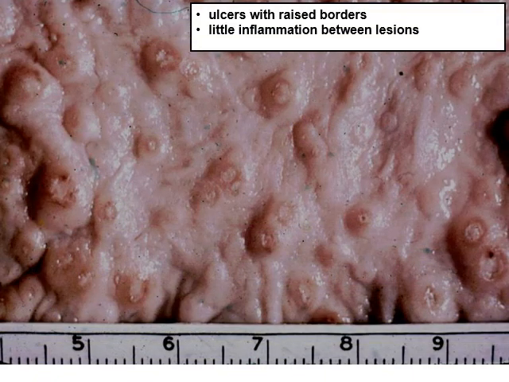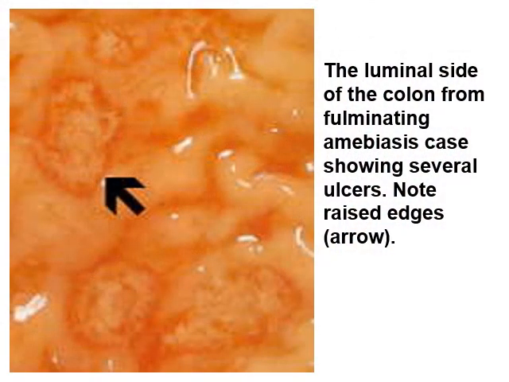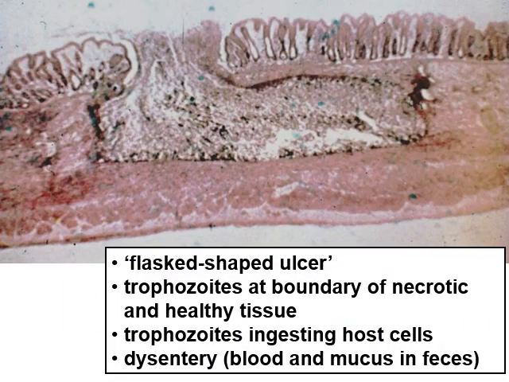Magnification picture for the ulcer. Also, this is the large intestine mucosa affected by Entamoeba. This is a histological figure of the flask-shaped ulcer caused by Entamoeba histolytica. The trophozoites are present at the boundary of necrotic and healthy tissue at the base of the flask, and the trophozoites ingest the host cells, leading to dysentery, which means presence of blood and mucus in the fecal material.